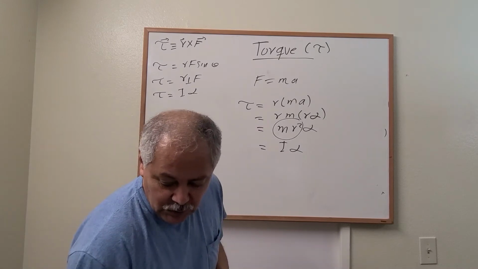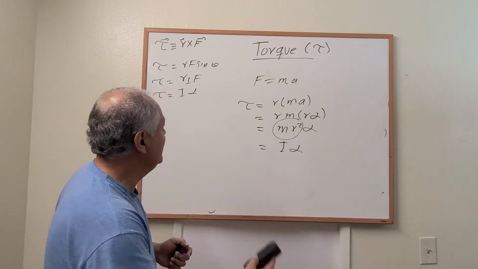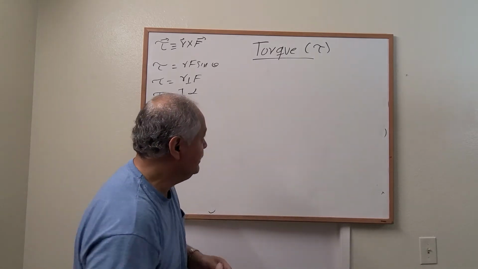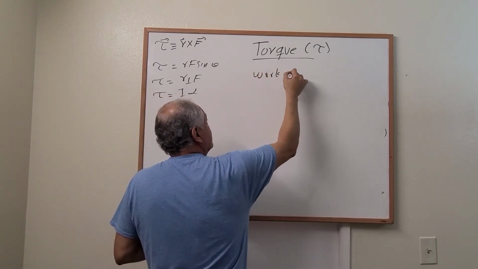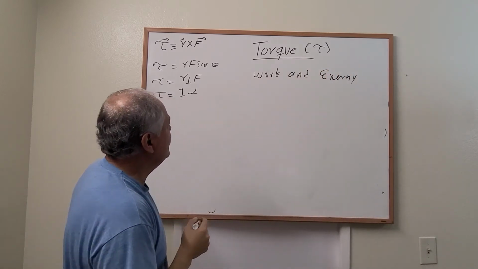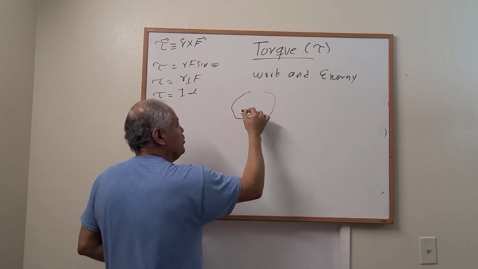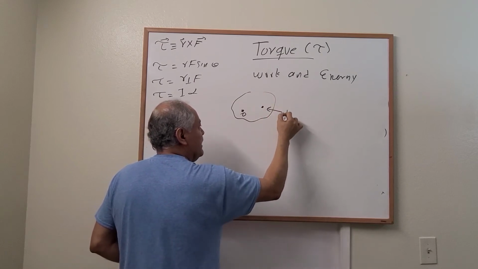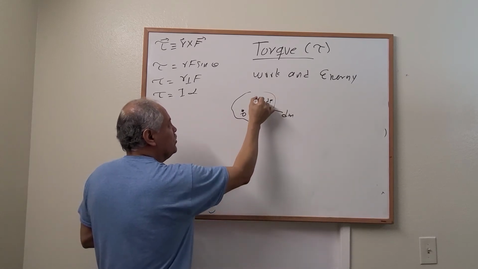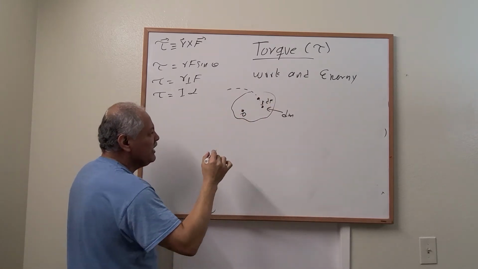Now let's go to another concept: work and energy. Okay, let's start with work. Imagine that we have an element of mass, the m, and we apply a force, the F right here, and of course it's going to be rotating, correct? We can represent this in this way too.